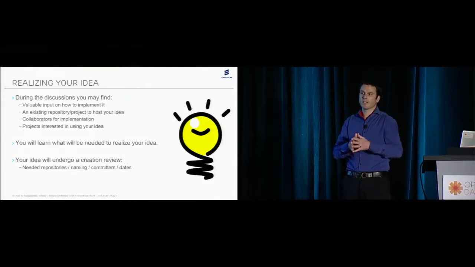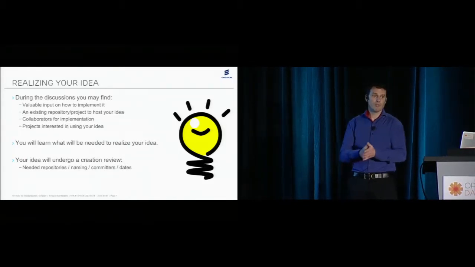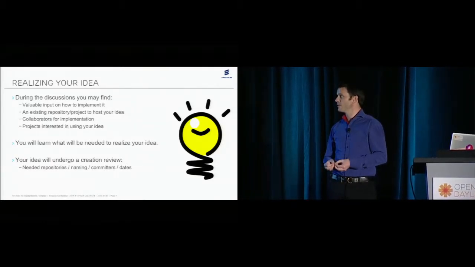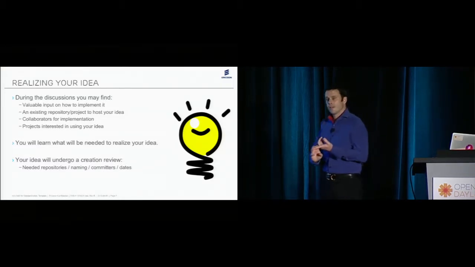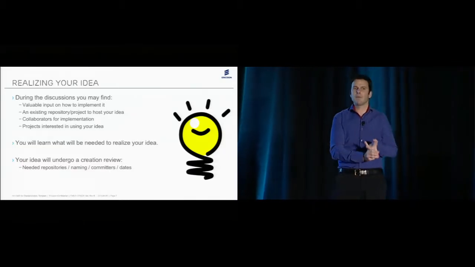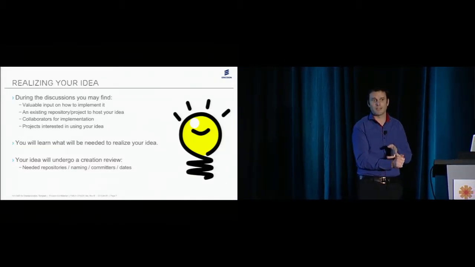This is the process where you present your idea to the technical steering committee. You refer to the discussions you've had. You talk about who you've been talking to and the feedback you've got. And at this point in time, you'll also know whether you need a repository. You'll have a good idea about the naming conventions you want to use. You'll know who is going to be actually committing to this.